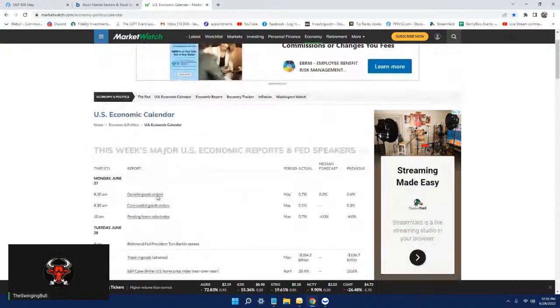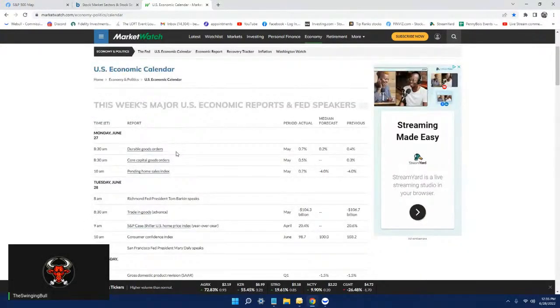The screen that's pulled up right now is for this week. And yesterday we had the goods numbers come out for durable goods, capital goods. They all beat the previous report. For durable goods orders, 0.4% was the previous report, and what was reported yesterday was 0.7%. So we did have a 0.3% increase in durable goods orders. That's nice to see there.